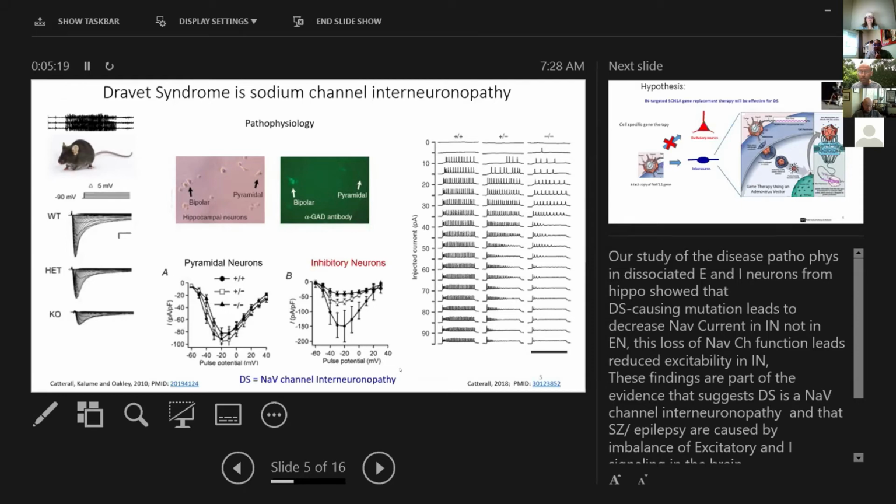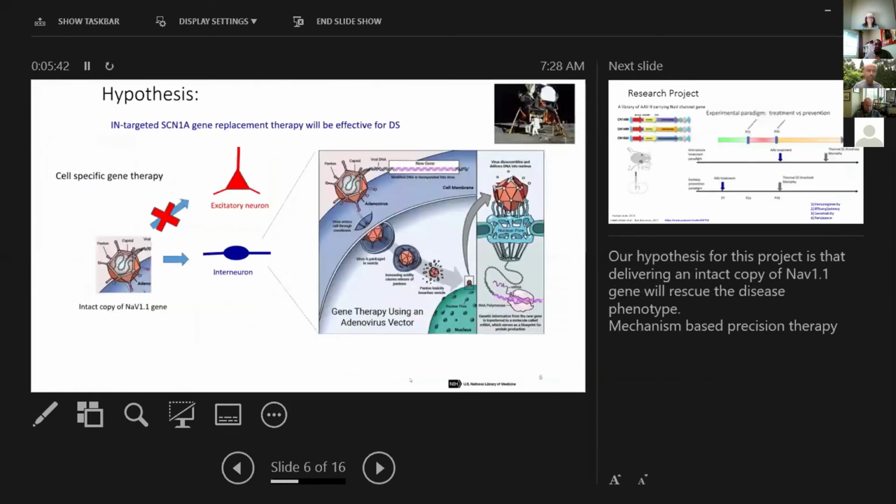This is what's led us to hypothesize that Dravet syndrome is a sodium channel interneuropathy, and this interneuropathy leads to an imbalance of excitation and inhibition in the brain, and this is the cause for the seizures in Dravet. Based on that, the hypothesis for the project that I'm presenting today is that sending an intact copy of the NAV1.1 gene specifically to inhibitory neurons can rescue the phenotype of Dravet.